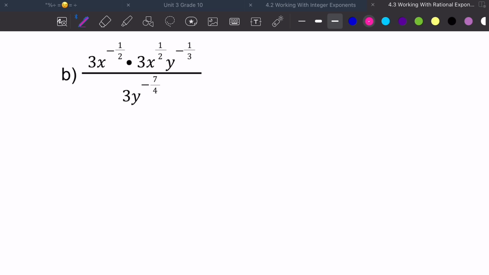Notice, what are your bases? X is a base. Y is a base. You cannot put X and Y together, so be mindful of that.